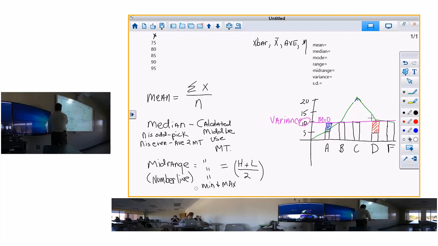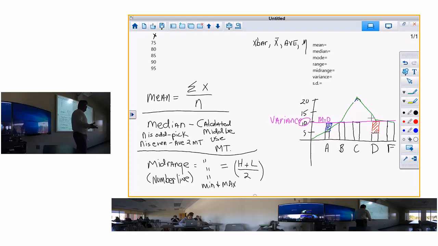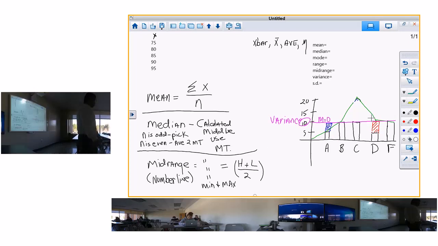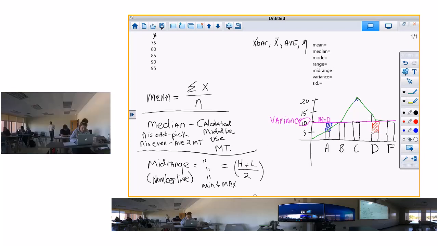Okay, so you got your mean, you got your median, and you got your mid-range. Now, go ahead and take a minute with your calculator and find those three things. And if you can't find them, just consider yourself a failure. Take a minute. MT means middle term.